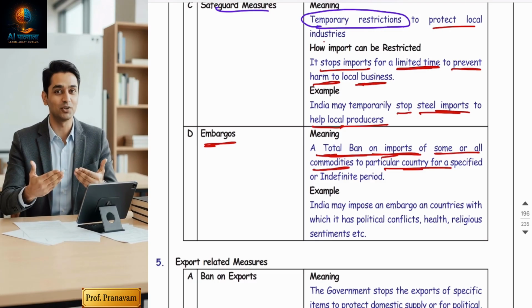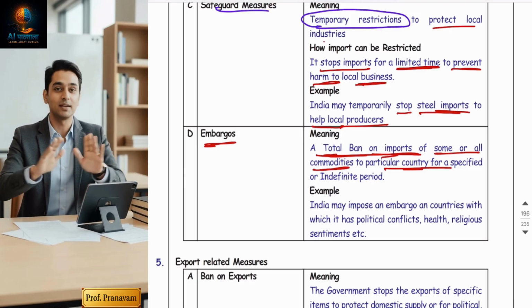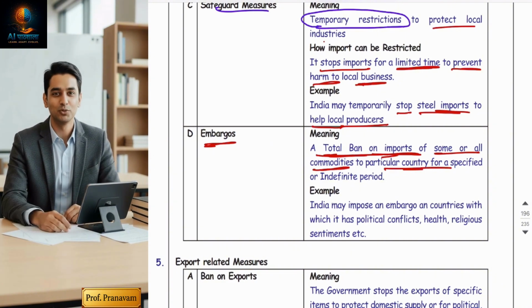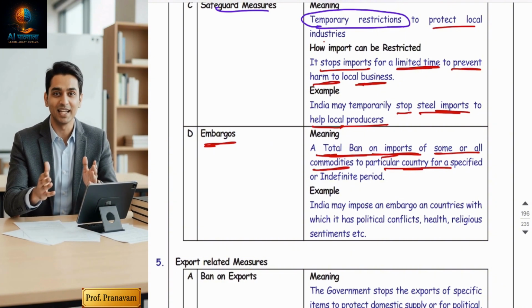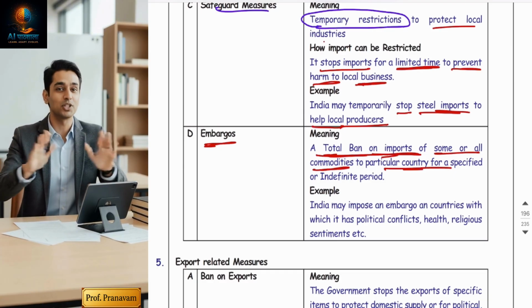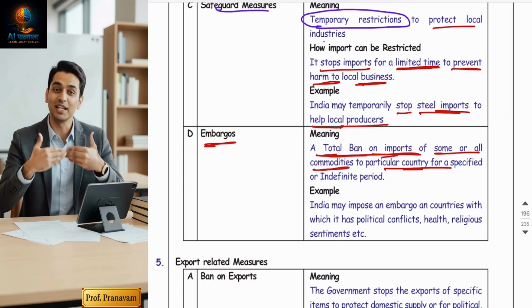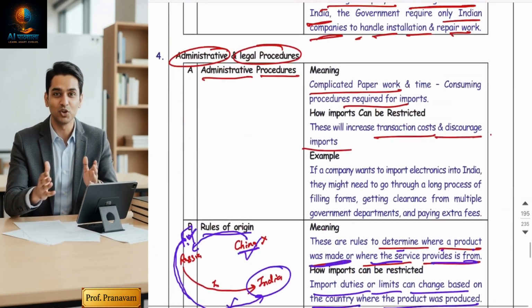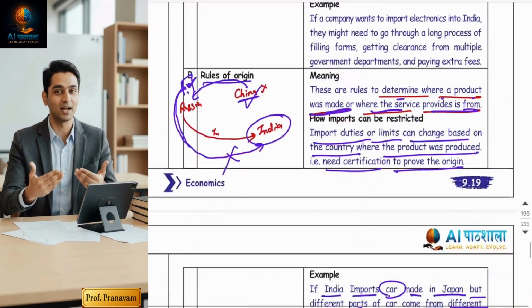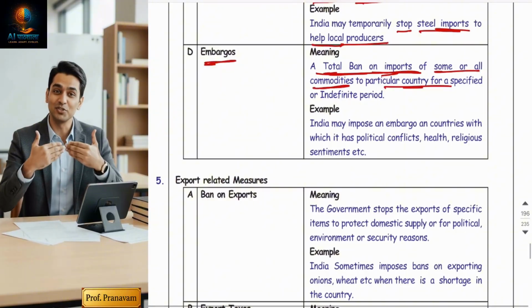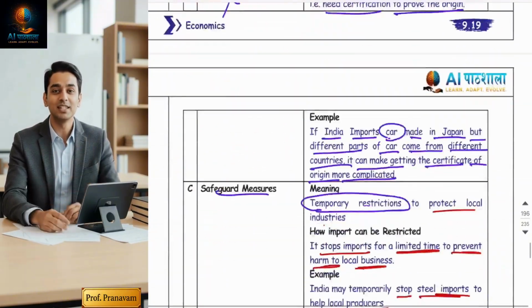Okay. So if they ban totally, no goods can come from China. No goods will we purchase from Pakistan. Boycott Pakistan. It's called embargoes. Either countries are restricted or certain goods are restricted. Okay, okay, okay. So guys, these are the four broad categories to restrict, control or promote imports. Hope you understood all these things.